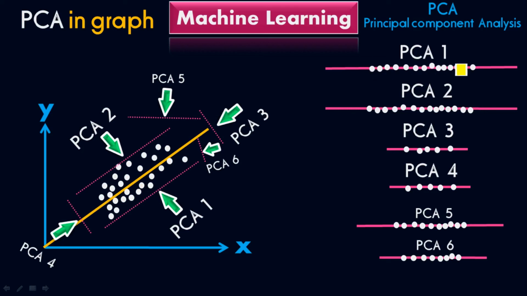Look, these data points are located on the principal axis. This axis is called the principal axis. These are the components. These are the features. These are the variables. So these components are on the principal axis. Therefore, we call it principal component analysis. I hope you got the point now and it is clear.